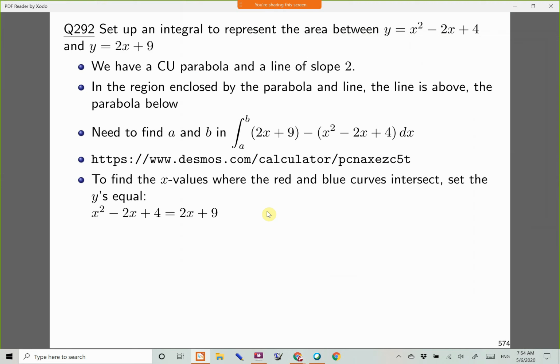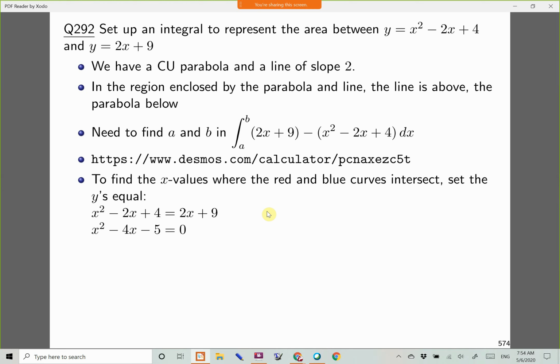And if you take a look at this equation, it's a quadratic equation. Maybe it's a little messy because there are linear terms on both sides, but let's add and subtract things on both sides. I would like to get a 0 on the right side. So how about subtract 2x on both sides and subtract 9 on both sides? Then you should end up with x squared minus 4x minus 5 equals 0.